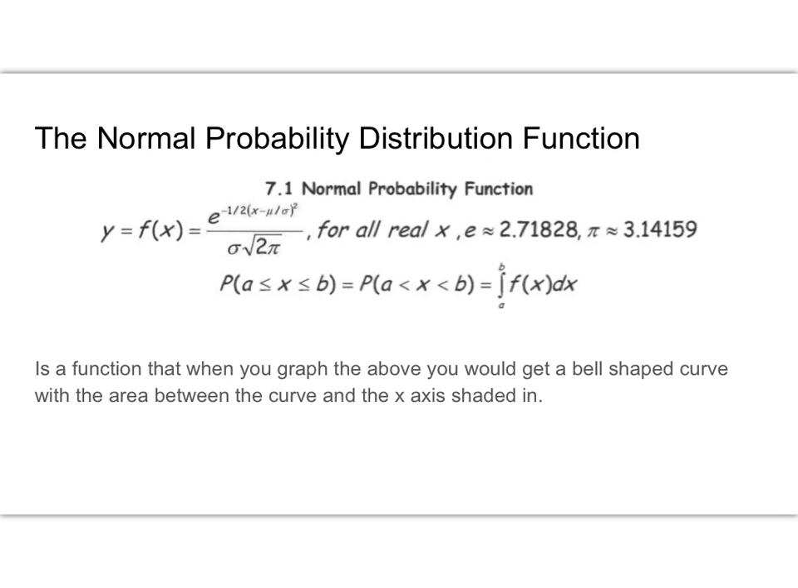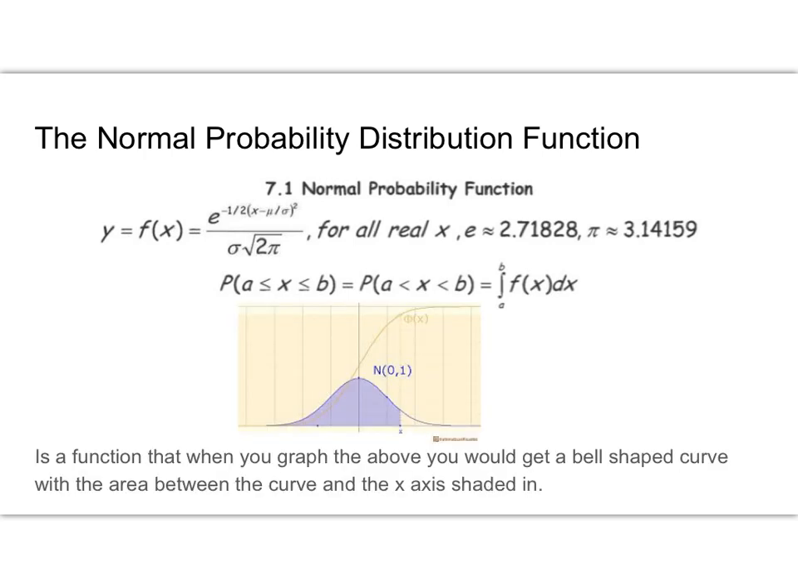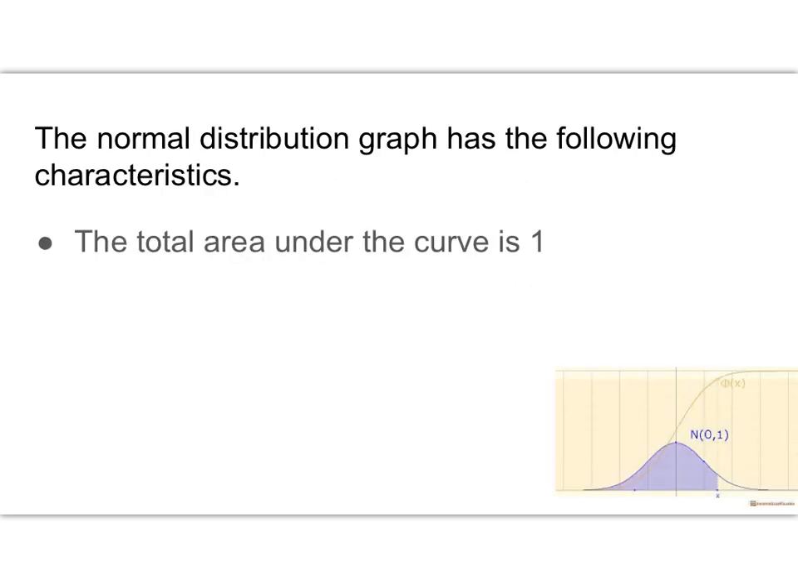Anyway, if you graph this function, you get a bell-shaped curve, and it has a lot of properties. If you were to add up all of the area between the curve and the x-axis, you would get an area of 1. And remember, if we have a probability distribution, all of the possible outcomes have to total up to 1.